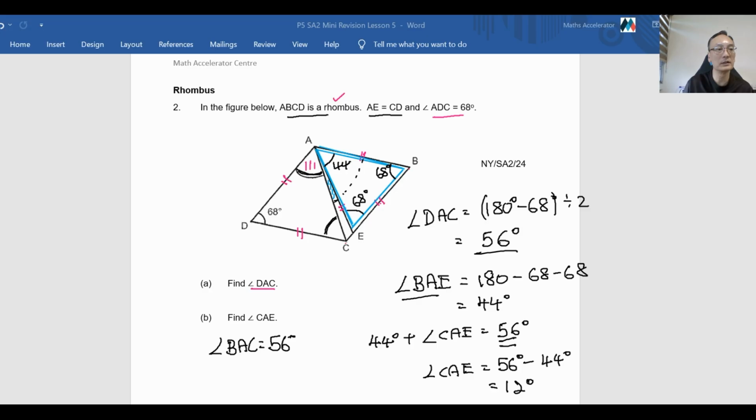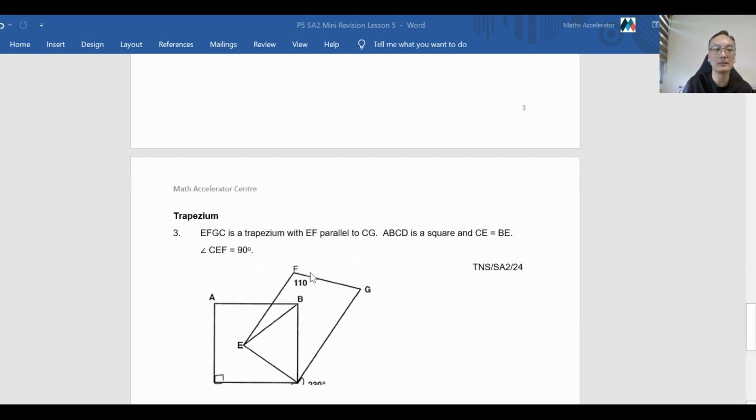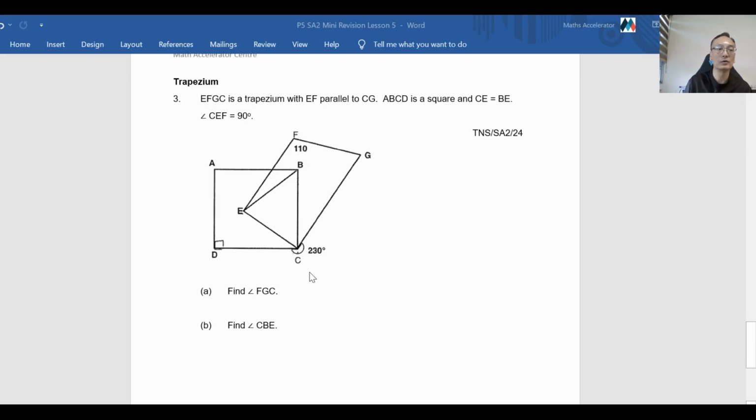Let's move on to the third question. So in this question, we'll be on trapezium. EFGC is a trapezium with EF parallel to CG. ABCD is a square and CE equals to BE. Angle CEF is 90 degrees. Find angle FGC and B, find angle CBE.